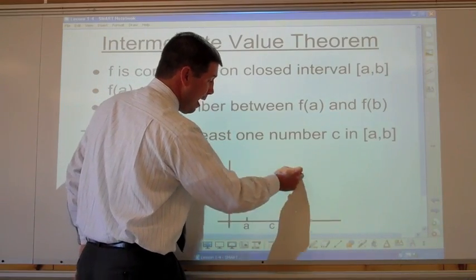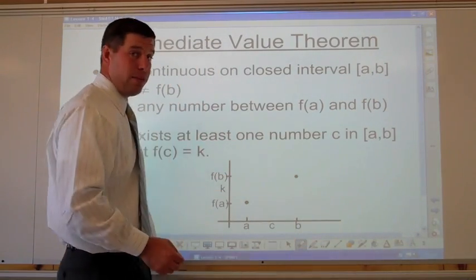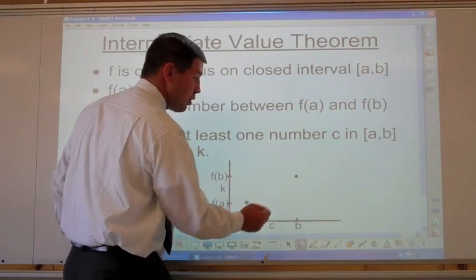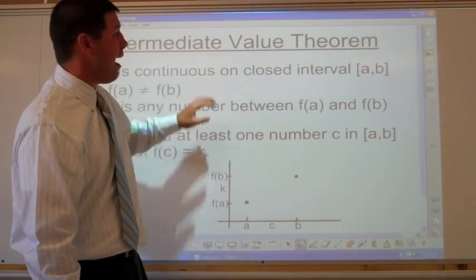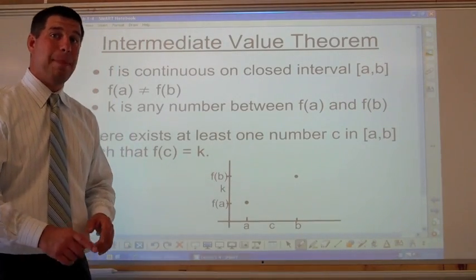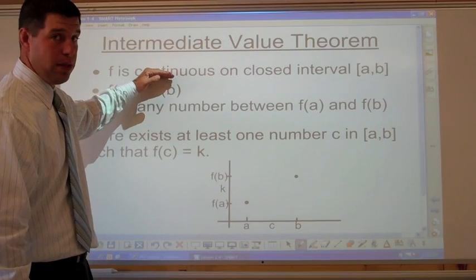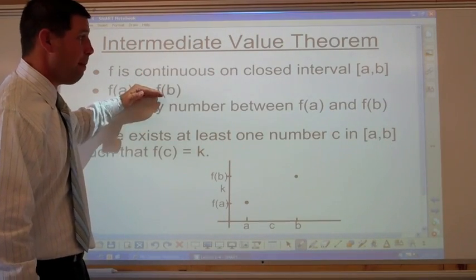It could go down and come back up and hit it. It could go up and come back down. It actually could be a function that curves a couple times. It could do it a couple times in between. But the intermediate value theorem states that this must happen at least once if the function is continuous and the values at the endpoints are different.